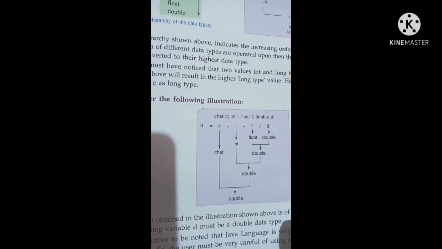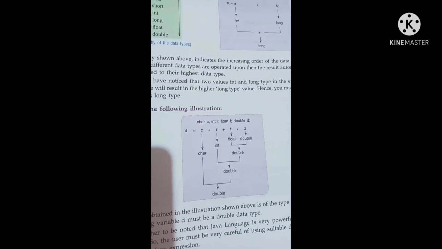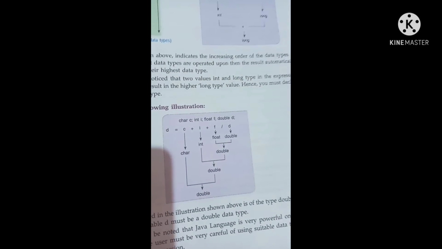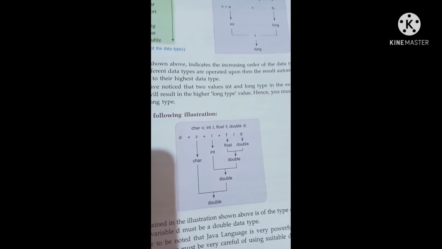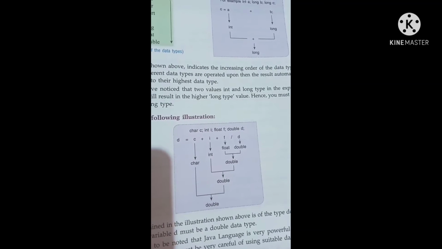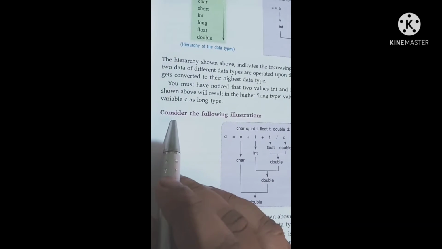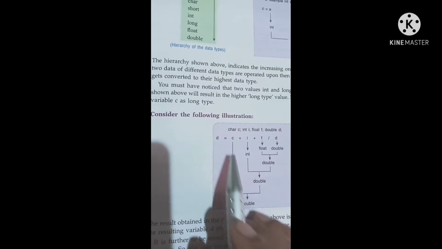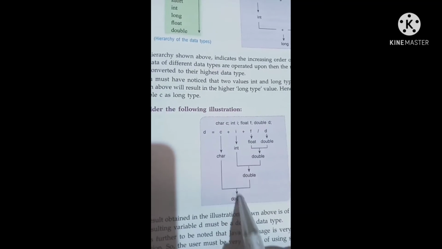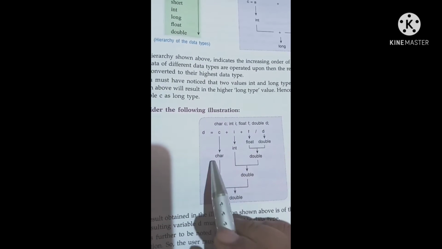It is up to the user's choice also. If instead of implicit you are taking explicit data type, then you can choose which data type you want to give priority and in which data type you want to get the result. That will be your choice in explicit data type. But here in implicit data type, it will automatically come in double. Why? Because double is the highest data type.